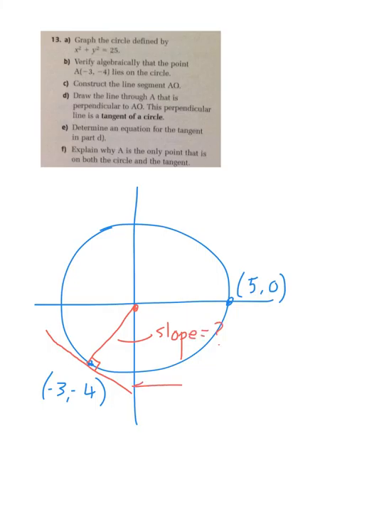and therefore you find this slope because it's perpendicular, and we know that perpendicular slopes are negative reciprocals. We know it goes through this point here, therefore you can find the equation.